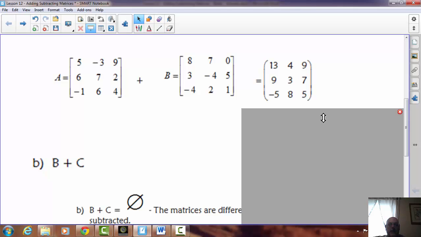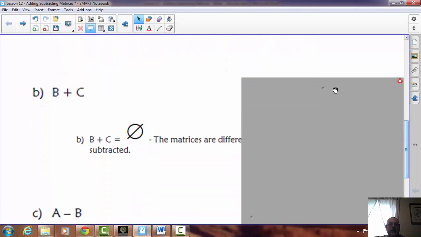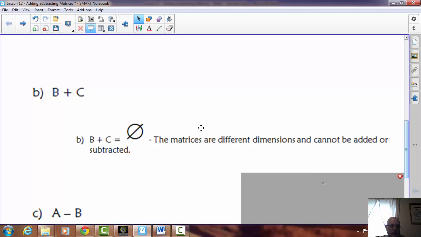So let's take a look at number 2. Part B, I'm asking you to add matrix B and C together, and you can't. The answer is null, the empty set, because matrices of different dimensions cannot be added or subtracted.